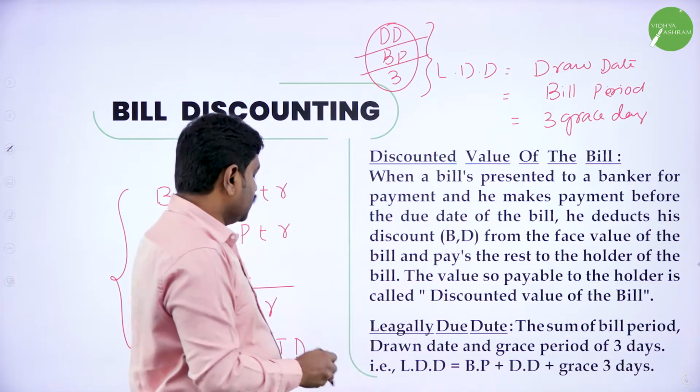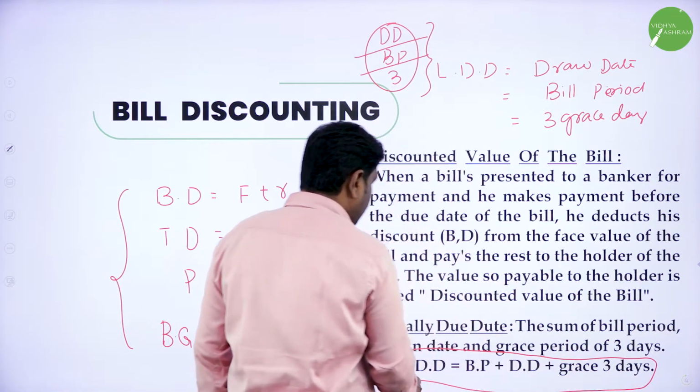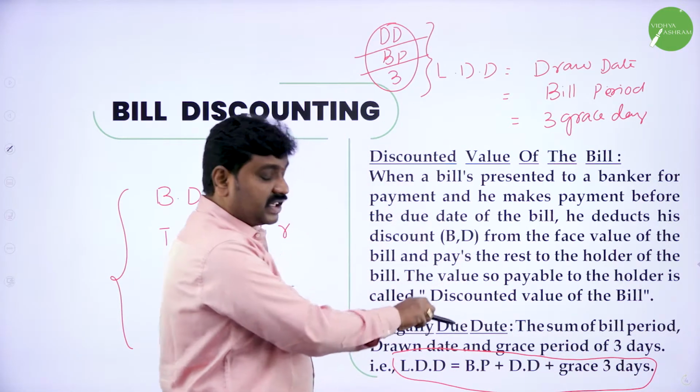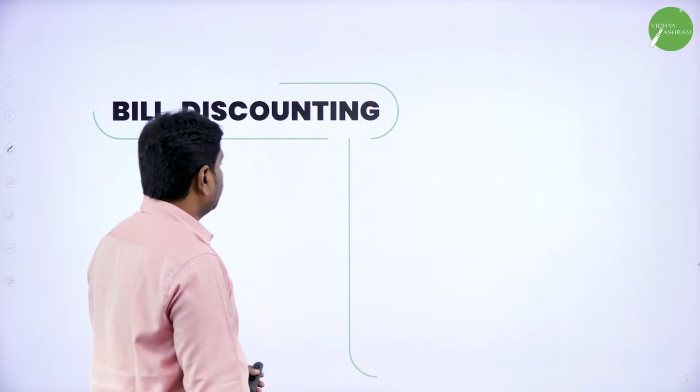So that's what we'll do. Legally due date: you add the bill period to the drawn date and add 3 days extra grace. That gives you legally due date. Now we'll go to the problems.